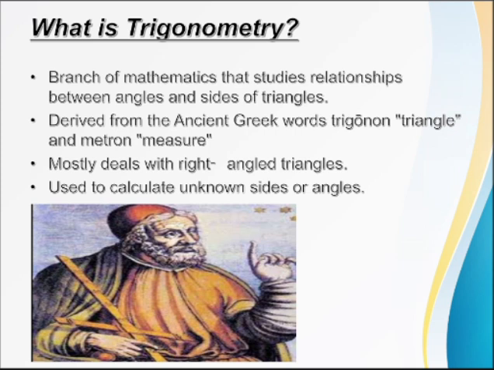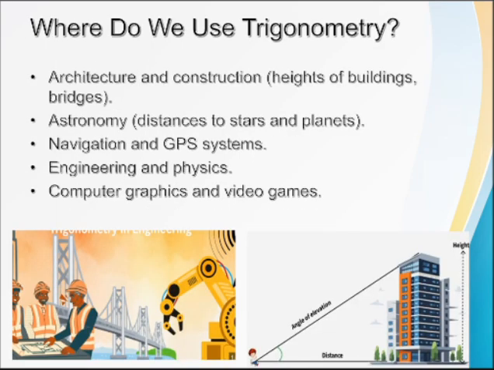Now the question is, why do we need trigonometry? We use trigonometry in our daily life. For example, we use trigonometry in architecture and construction for measuring heights of buildings and bridges, in astronomy for finding distances of stars and planets, in navigation and GPS systems, engineering and physics, computer graphics and video games.